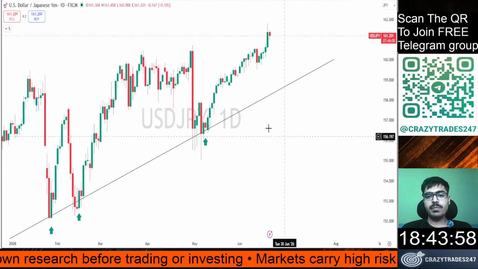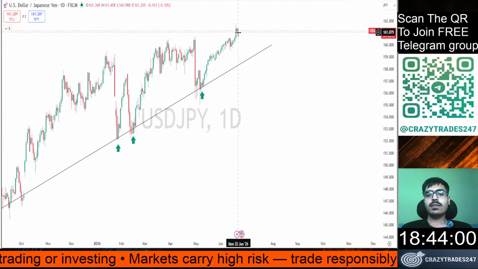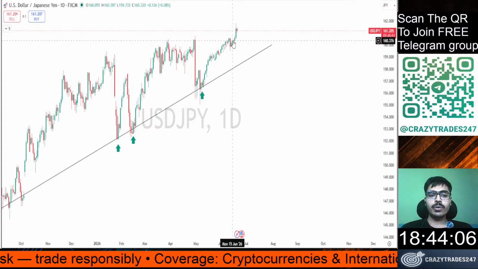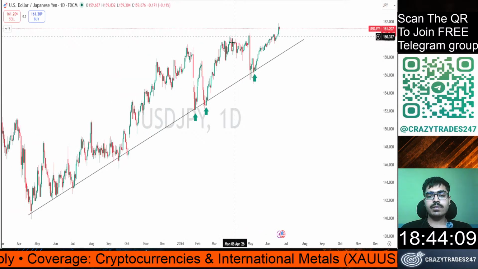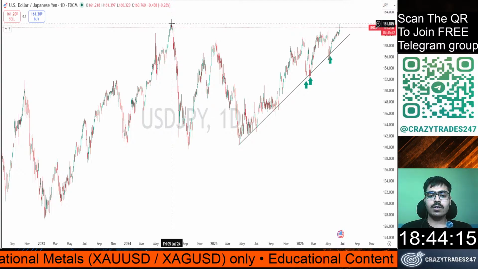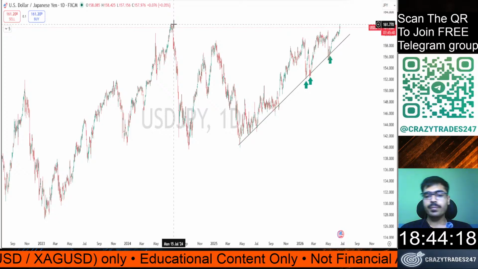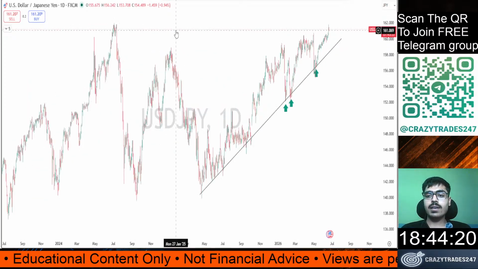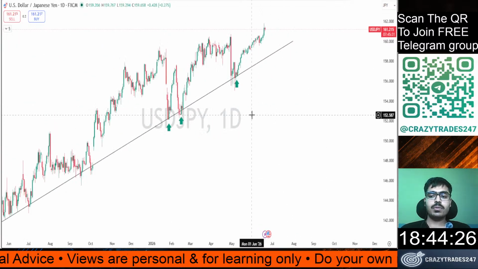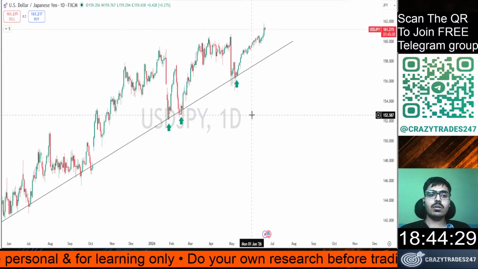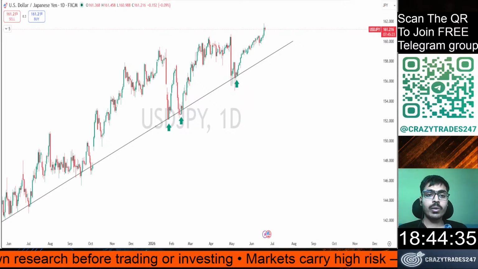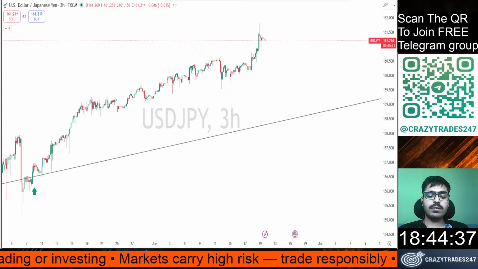Next, we have USD JPY, and USD JPY has made a high of 161.808. Last we saw this level was in 2024, like after 2 years, price has made this high of 161.808. So you can understand with this how strong USD JPY momentum is, and it's not thinking of slowing down. It's just moving at a really good pace.